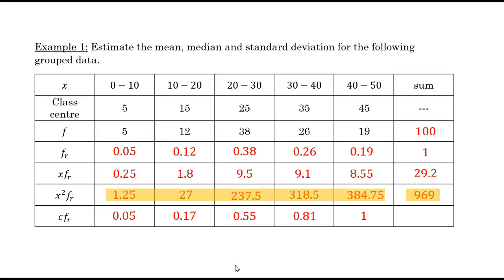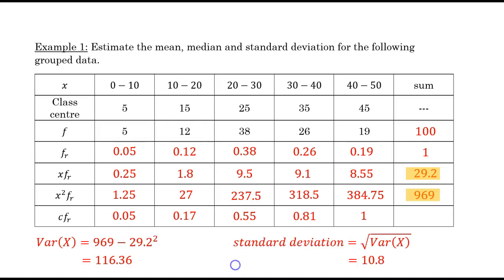Remember, that's not your variance. I still need to subtract the square of the mean. The mean was 29.2, so 969 minus 29.2 squared is 116.36. That is my variance. Now from the variance, to find the standard deviation, all I have to do is take the square root. So that's 10.8, my standard deviation. So a mean of 29.2 with a standard deviation of 10.8.